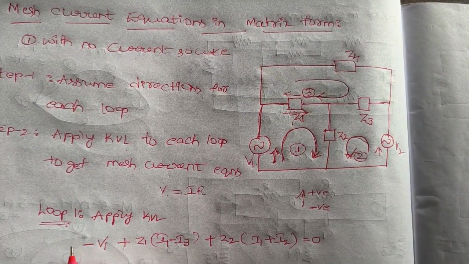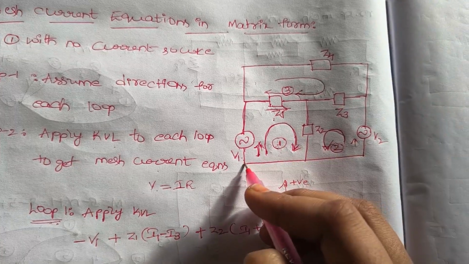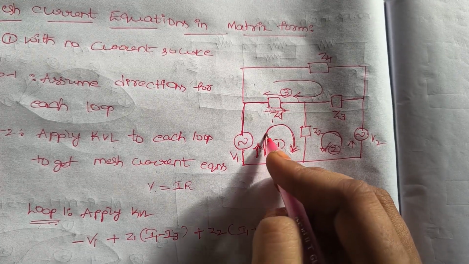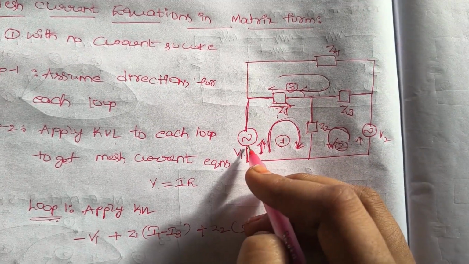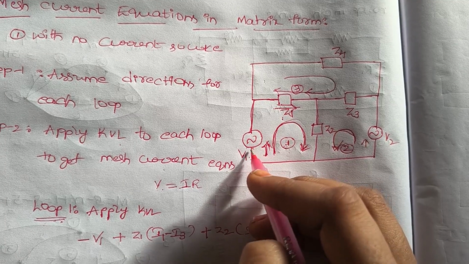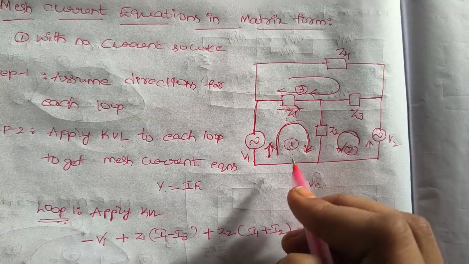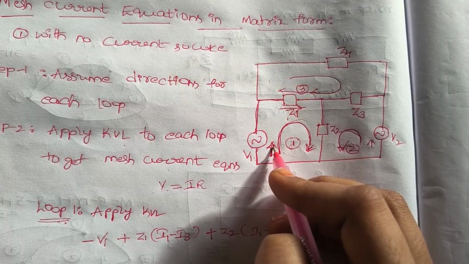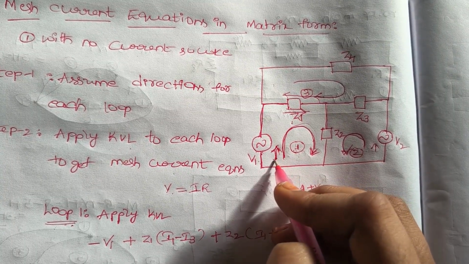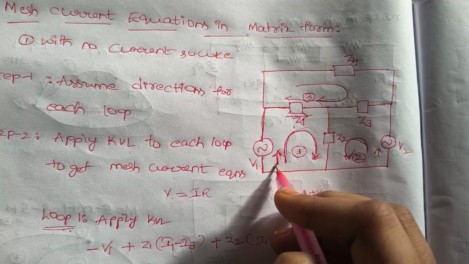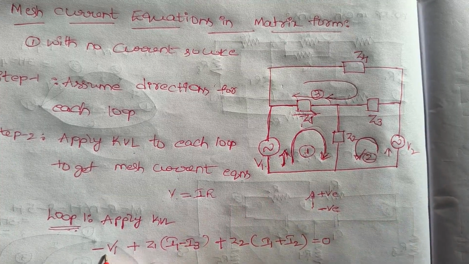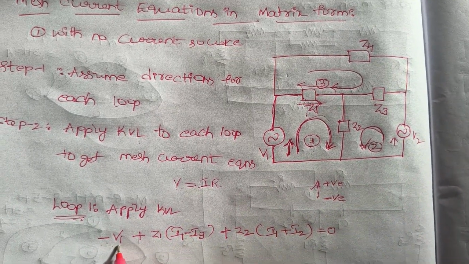So for loop 1, first the current direction we have to take is the clockwise direction. Here, first the current enters into the voltage V1. In the voltage V1, the current direction is upwards. This arrow denotes positive and the end without an arrow denotes negative. First the current enters into this negative, so we have to write minus V1.